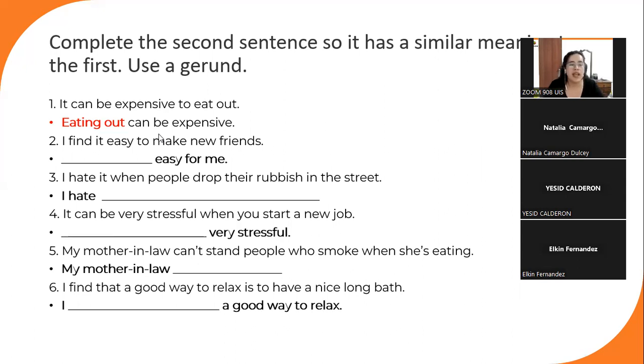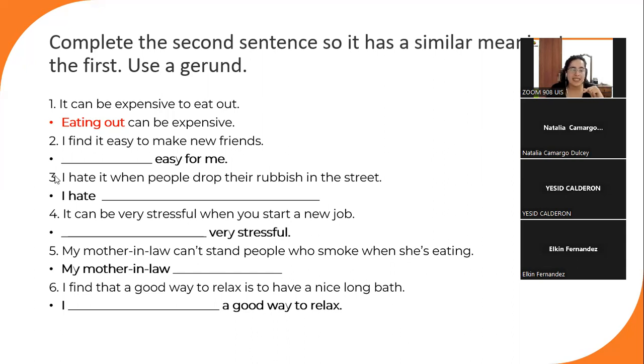So, for example, I have, it can be expensive to eat out. Puede ser caro comer afuera. Entonces, usando un gerundio, recuerden qué es el gerundio, usar una forma verbal como sujeto de la oración, u objeto, es como un sustantivo, ¿no? Entonces, comer afuera puede ser caro. Eating out can be expensive.